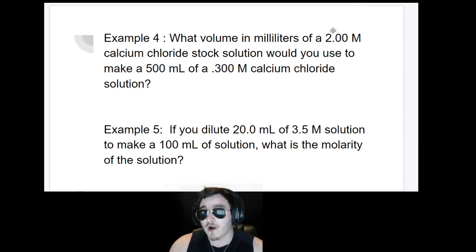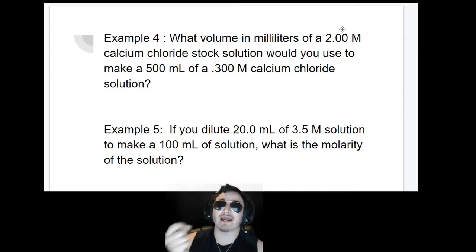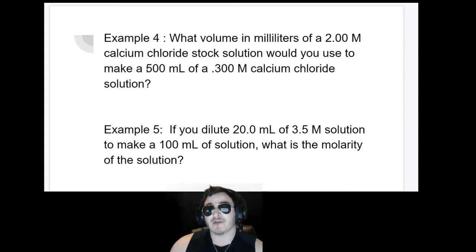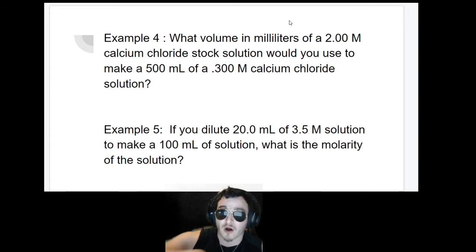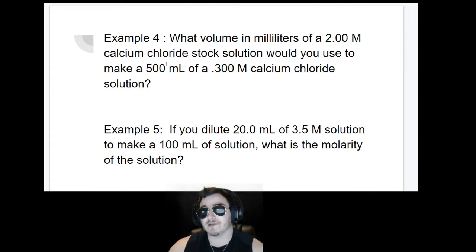We have M1, we're looking for V2. And so what you're looking for is how many milliliters of the original stock solution do I need? And then what you have to realize is that whatever you're making is 500 milliliters of that. So you're going to have a certain amount of milliliters from your original solution, and then all you're going to do is add water to it until you get to 500 milliliters. And so it's essentially a recipe on how to build the solution that you're going for.